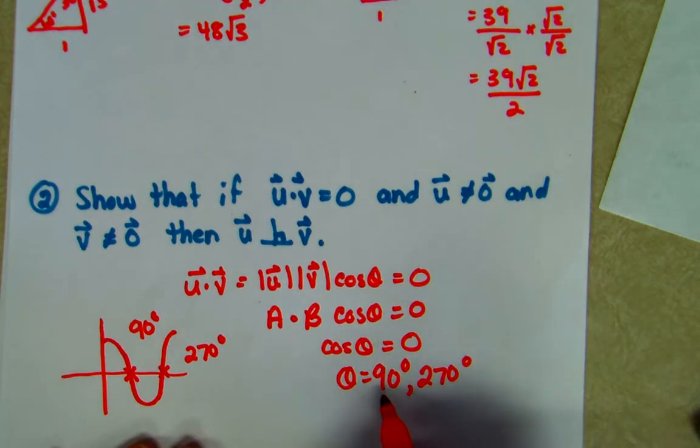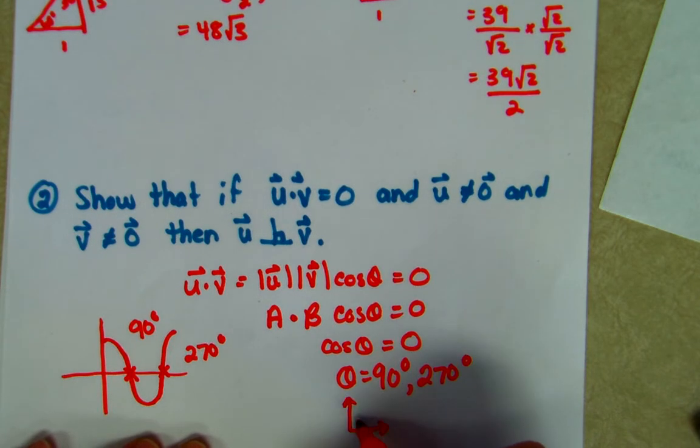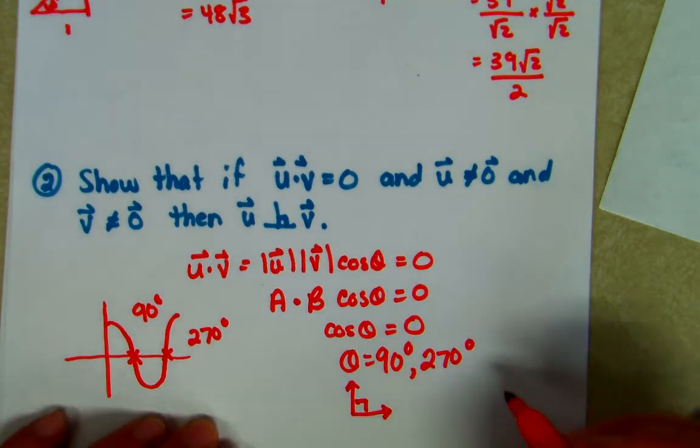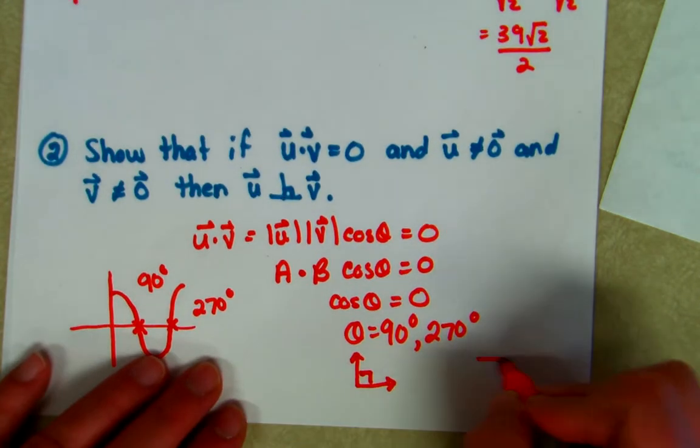Well, 90 degrees is the very definition of perpendicular. If the angle in between u and v is 90, then they're perpendicular. But what if the angle is 270?